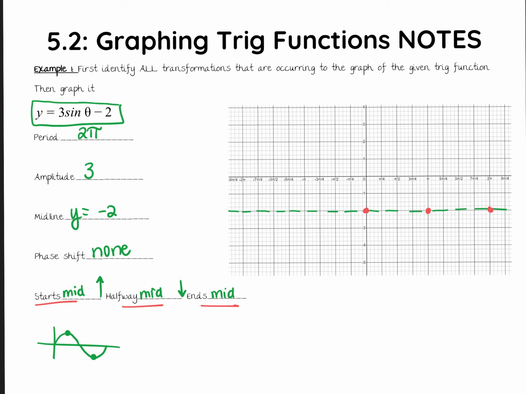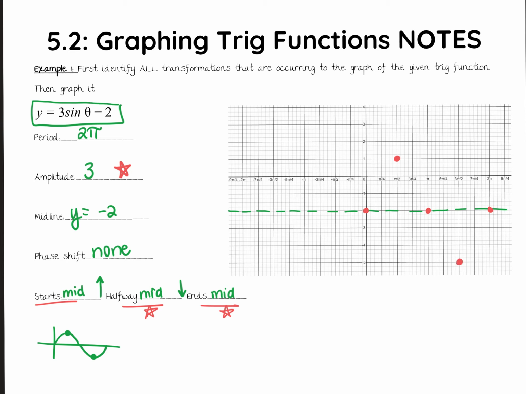Now, what I know after that is that halfway between the start and the halfway point, we're going to be at our highest point. Our highest point and our lowest point are controlled by the amplitude. So my highest point is going to happen halfway between 0 and pi, which is pi over 2. And that's going to be 3 units above the midline. So that's going to be right here. My lowest point is going to happen halfway between the middle and the end of my graph. So between pi and 2 pi, halfway is 3 pi over 2. And I'm going to go 3 below my midline, which puts me there.